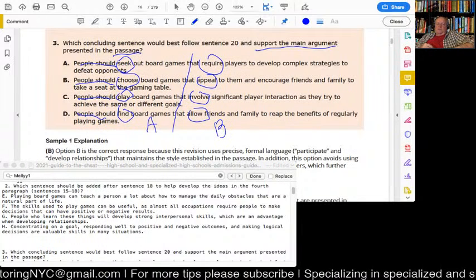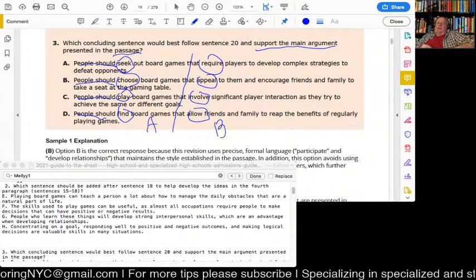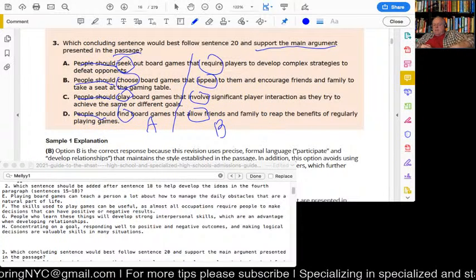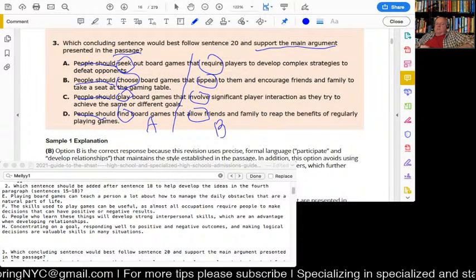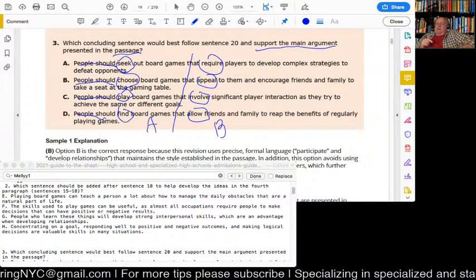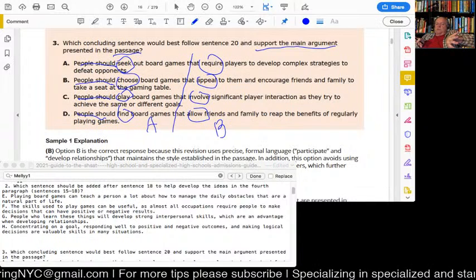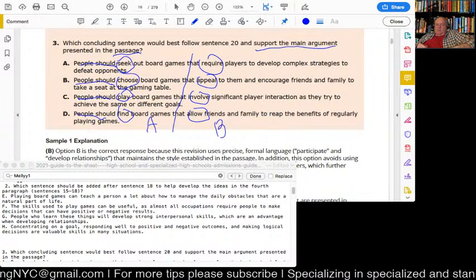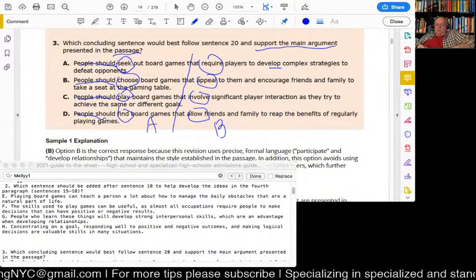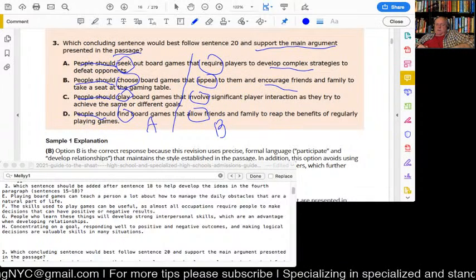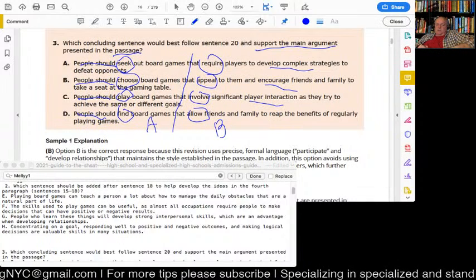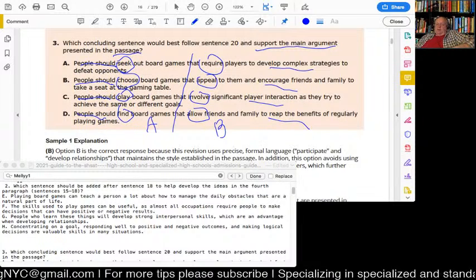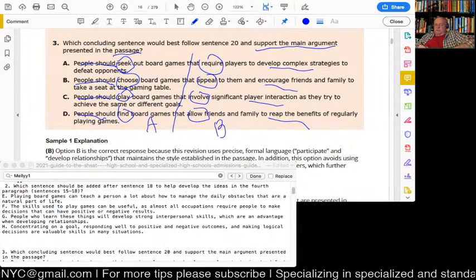So if it was people should jump on their board games, you might say, well, jumping on your board game had nothing to do with this passage. So you'd rule that out, just like that. So we're splitting this into two parts, right? And then if you notice, there's other parts. Develop strategies, encourage friends, interaction, and reap the benefits. All right? So there's even a third part to this.